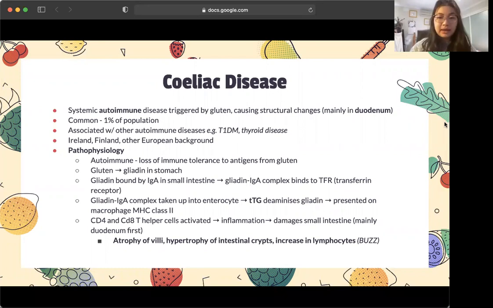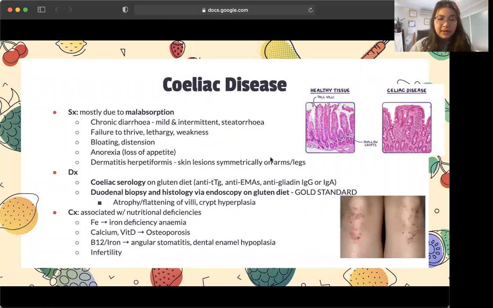Pathophysiology is a little bit specialized. We just want to be aware that because it's activating the immune system and causing inflammation in that area of the small intestine, mainly the duodenum first, it will result in atrophy of the villi. And so you'll often see that as flattening, blunting of the villi, hypertrophy of the crypts, and you'll see lymphocytic infiltrate in the area as well, just because it's an autoimmune reaction. Okay, the main way it's diagnosed is with a duodenal biopsy on a gluten diet. So they still need to be on gluten, because if they're not, these changes are not present anymore. And you'll see those changes that we talked about before.